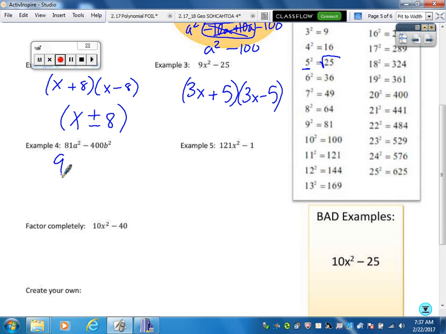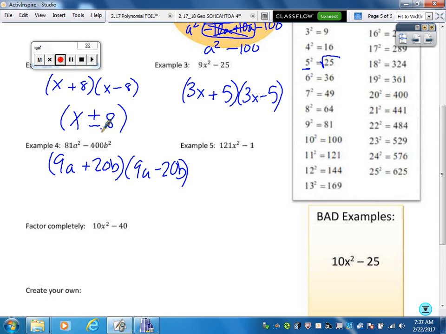Here's another one, it has 2 variables. Don't let it hold you up. 9a would make 81a squared. And look at 400. 400 comes from 20 squared. So plus 20b and minus 20b. Again, you can go and say plus and minus for each of these instead of writing them out.